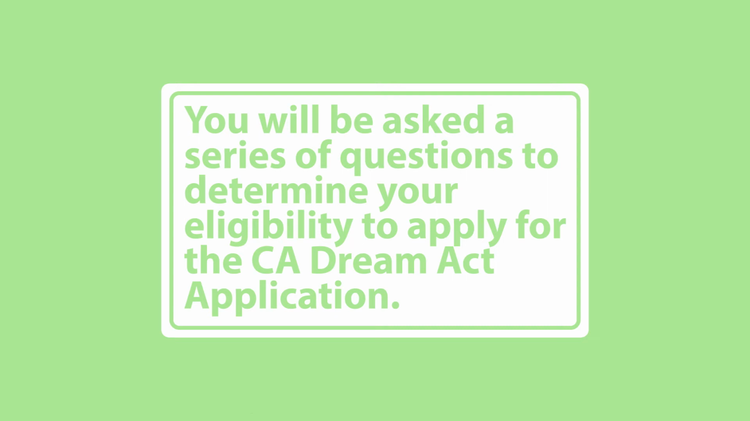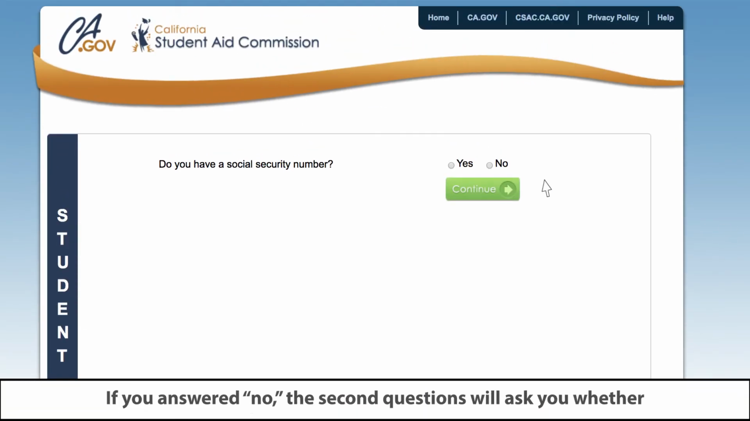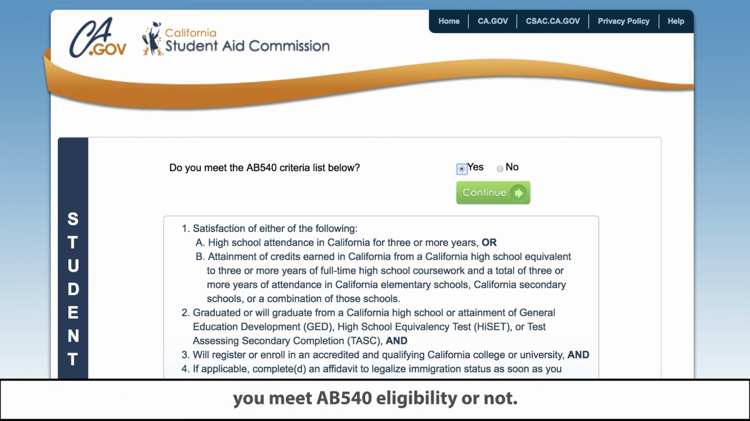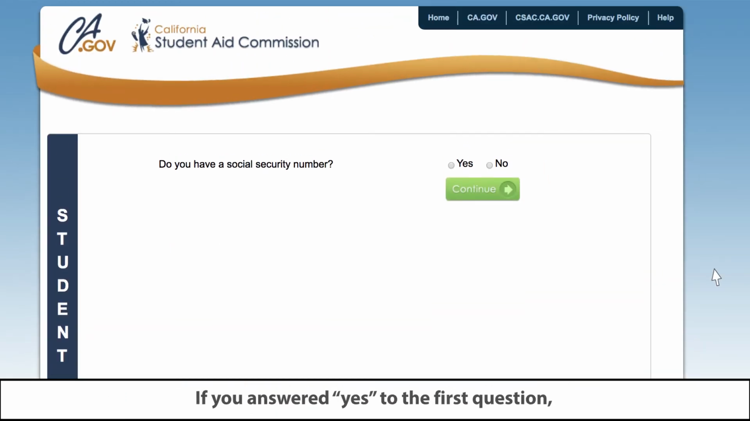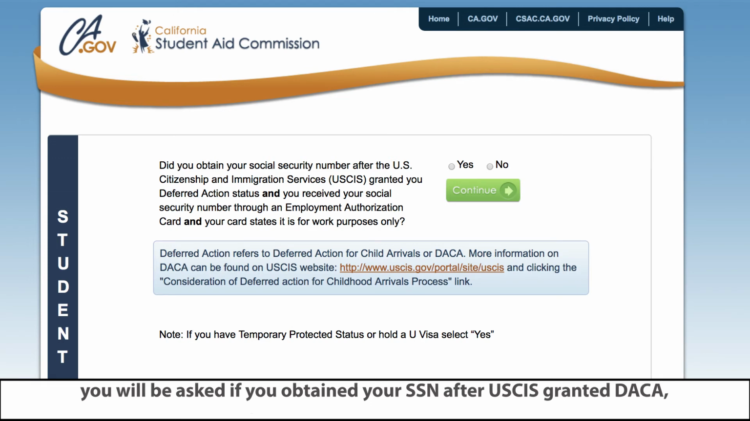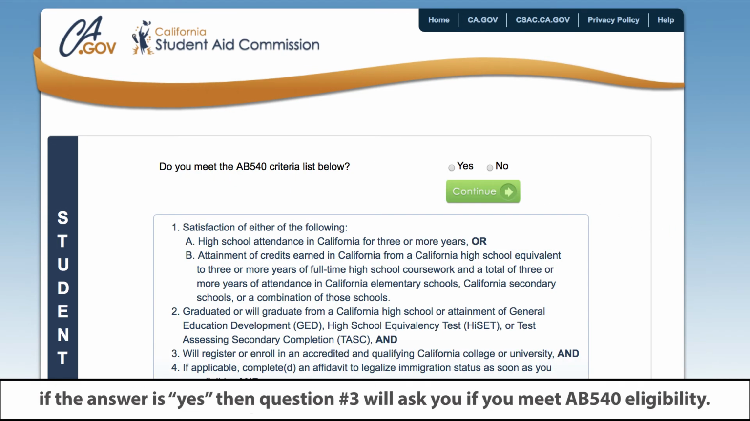The first question will ask whether or not you have a Social Security number. If you answered no, the second question will ask whether you meet AB 540 eligibility or not. If you answered yes to the first question, you will be asked if you obtained your SSN after you were granted DACA. If the answer is yes, then question number 3 will ask you if you meet AB 540 eligibility.